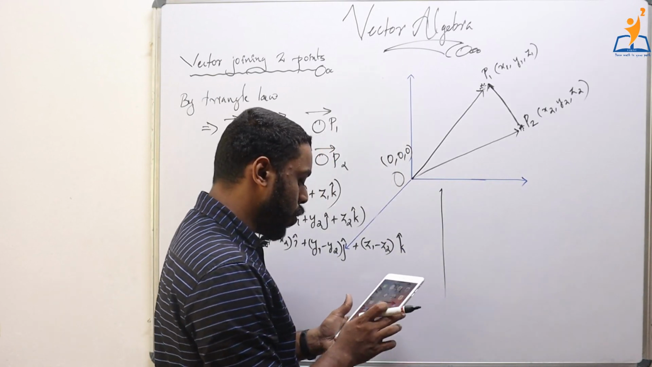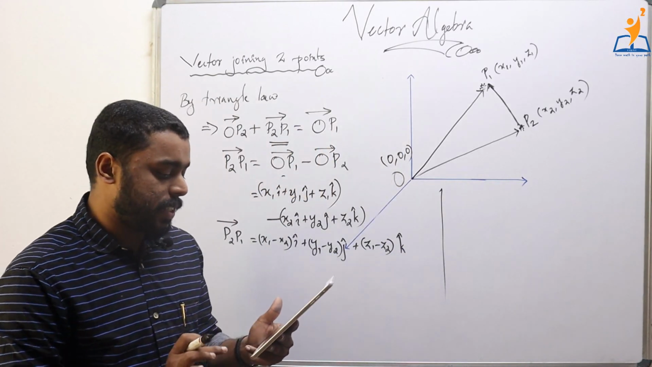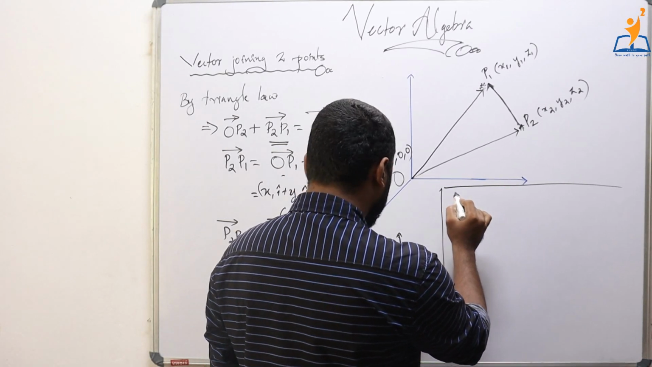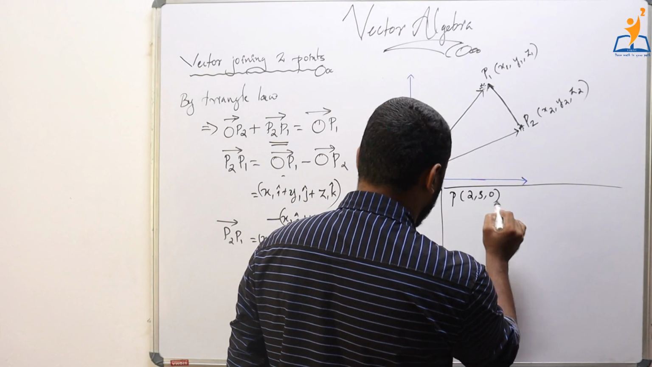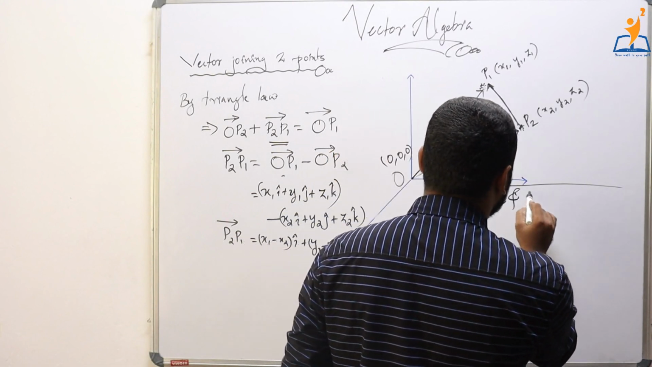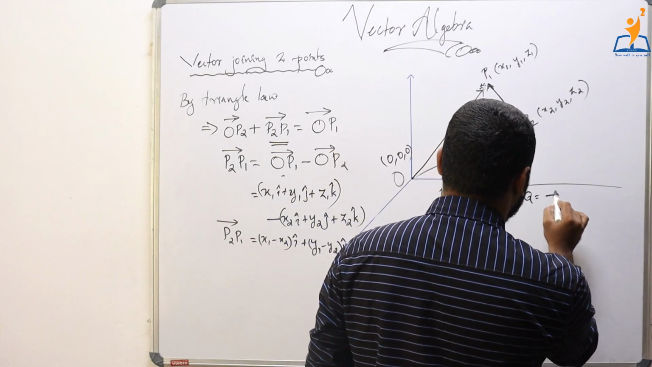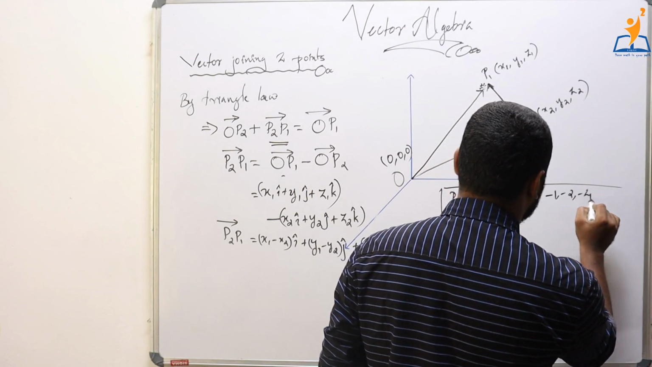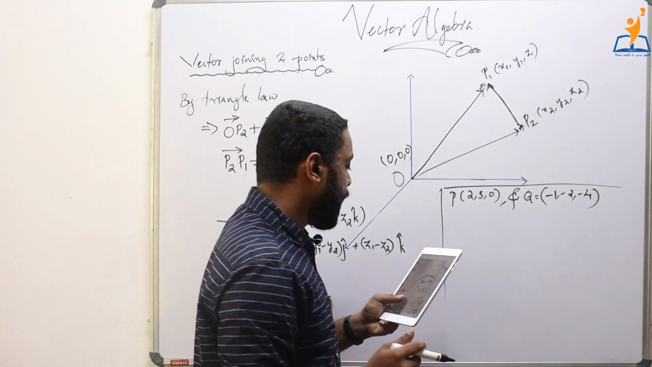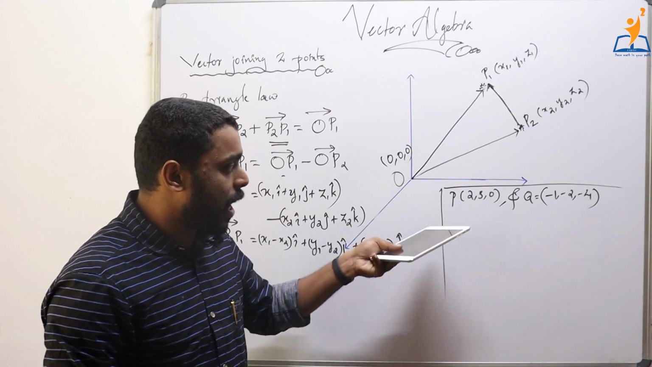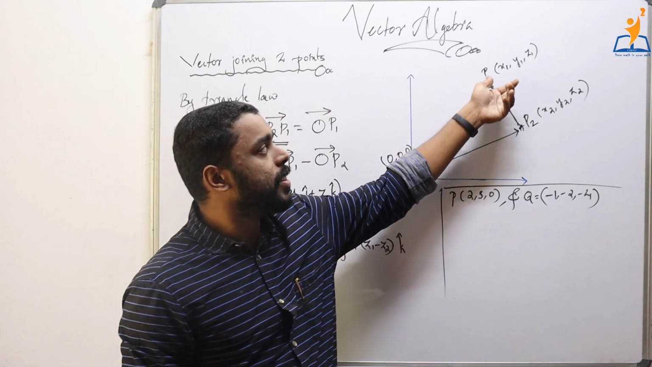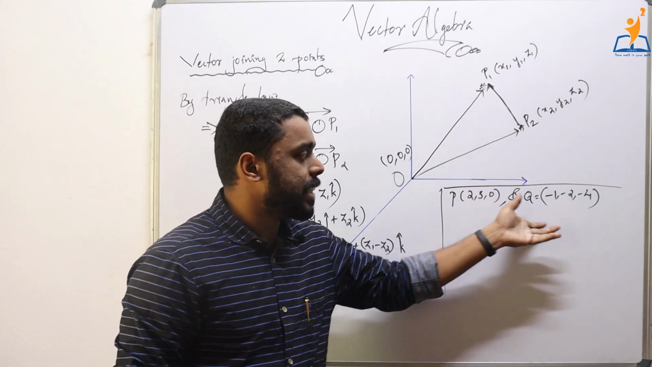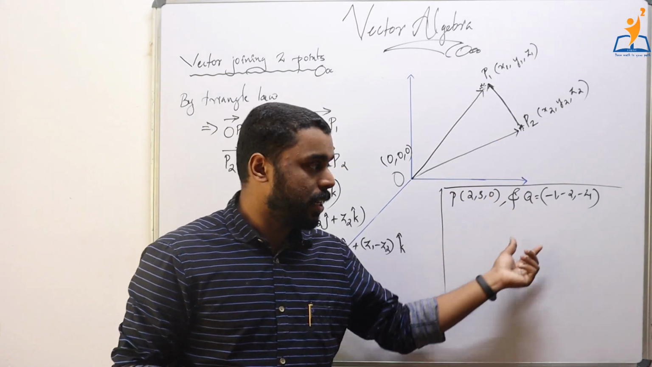Now we shall do a problem from this. Find the vector connecting the points P (2, 3, 0) and Q (minus 1, minus 2, minus 4). So this is example 10 of this chapter. So we have to find a vector connecting these 2 points. Here we are given 2 arbitrary points, but in this case we are given 2 particular points.